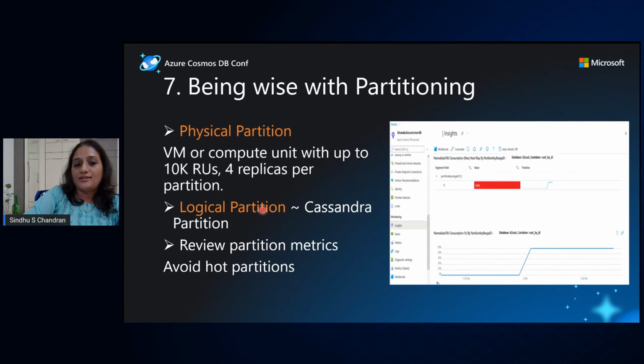And the logical partition is the equivalent of the Cassandra partition, and the insights let you monitor hot partitions. For example, if I had a table with a partition column based on location, and let us say 80% of the customers happen to be from Mumbai, then it would cause a hot partition, and that might not be the ideal partition key to use. But the insights let you catch these issues as well. So this is about partitioning.